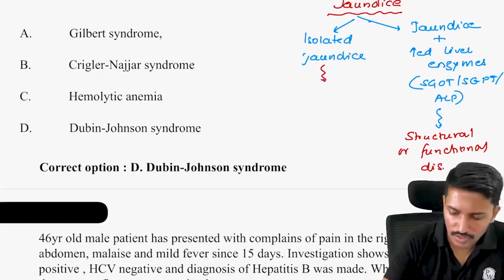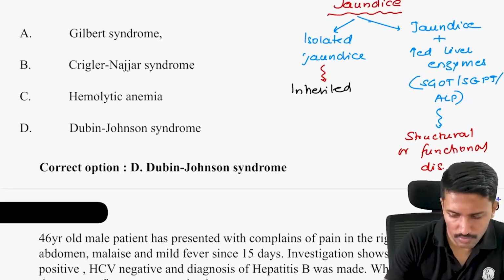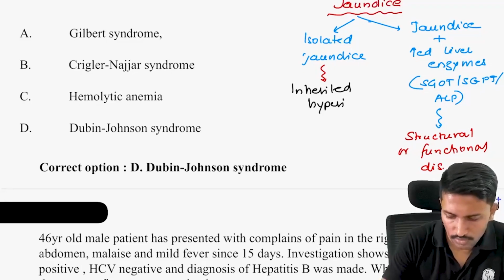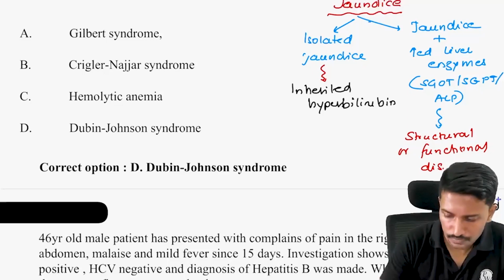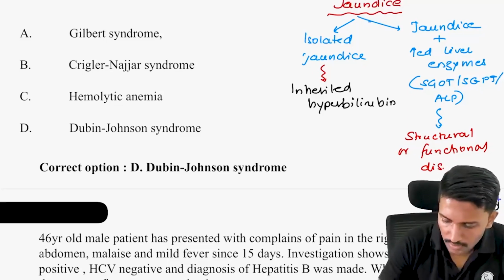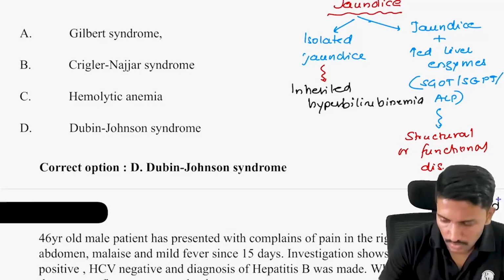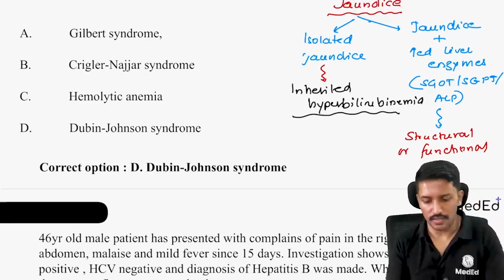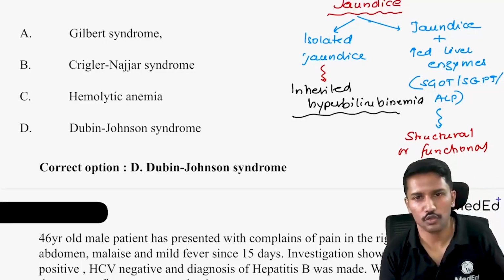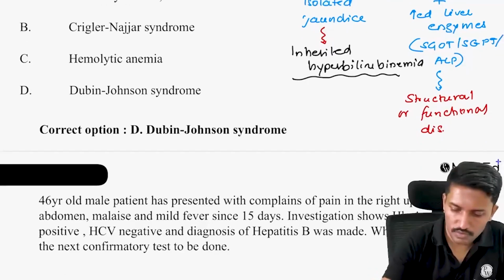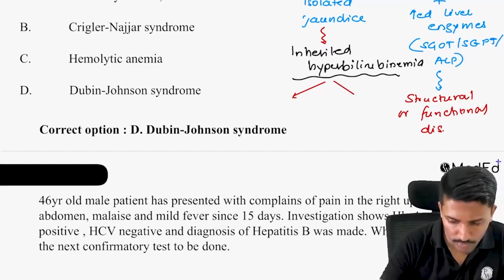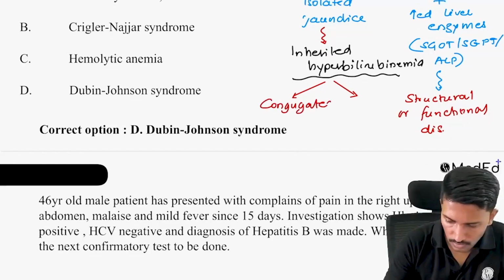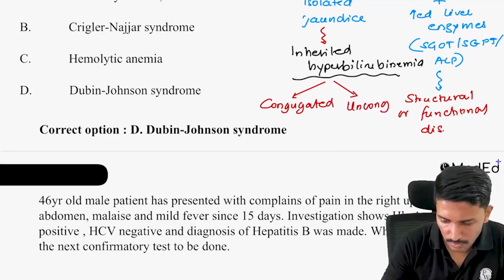But if you have isolated jaundice, it is mostly inherited hyperbilirubinemia. All your Dubin-Johnson, Rotor syndrome, inherited hyperbilirubinemia. Okay. Now, how do I differentiate whether it is Crigler-Najjar, Gilbert, or whether it is Dubin-Johnson? Simple. All you need to see is what is the predominant bilirubin here, right? Whether it is conjugated or whether it is unconjugated hyperbilirubinemia.